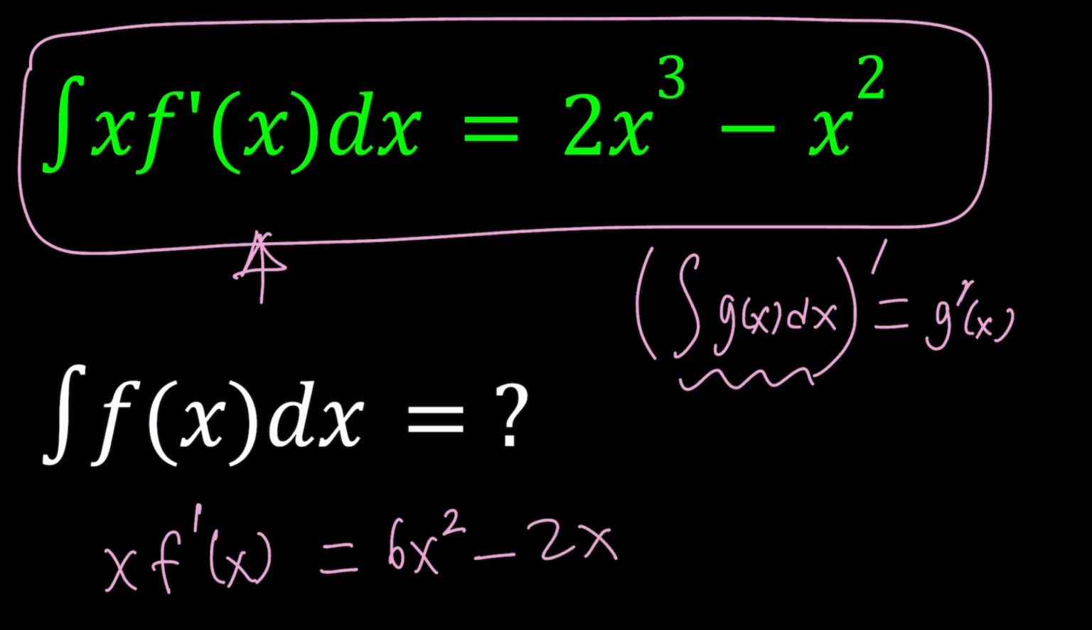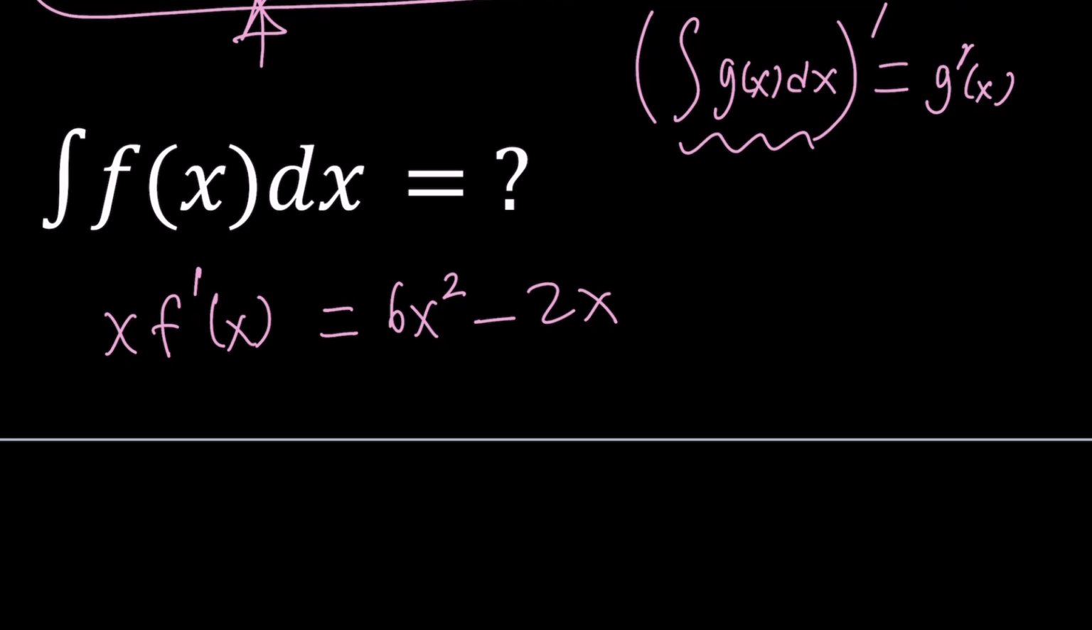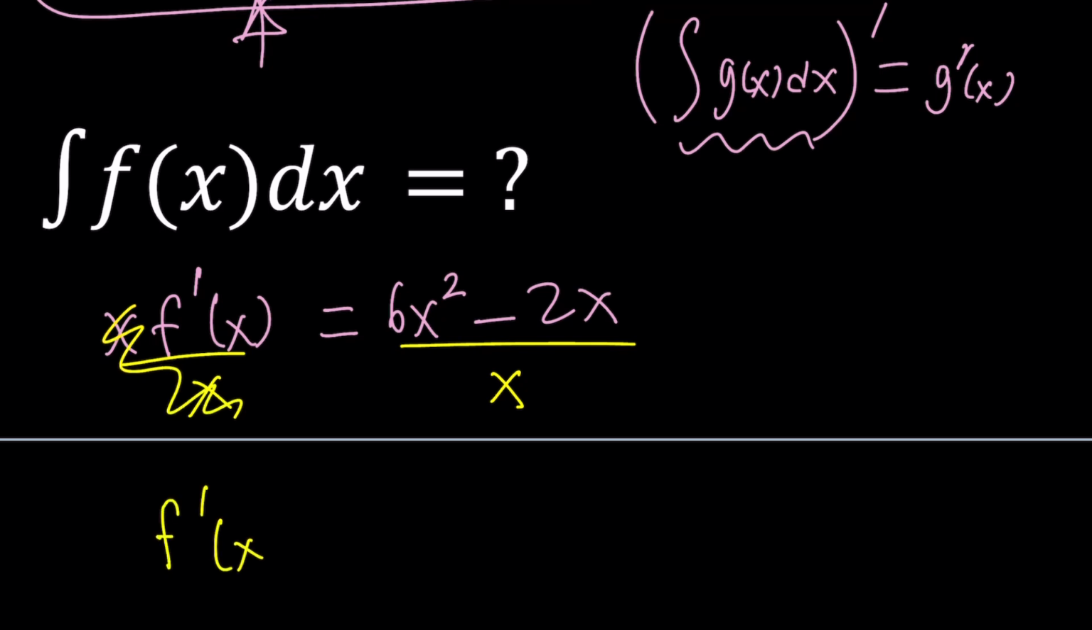Awesome. So that is x times f prime. What would you do to find f prime from here? Of course, you would divide by x. Let's go ahead and divide both sides by x. Of course, x should not be 0 here, and then these two disappear, and we end up with f prime of x equals 6x minus 2. Great. We got the derivative of f of x.